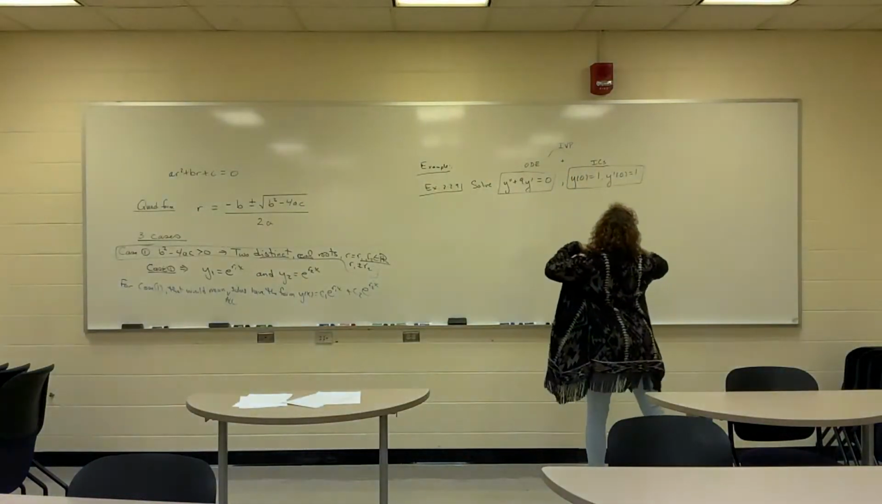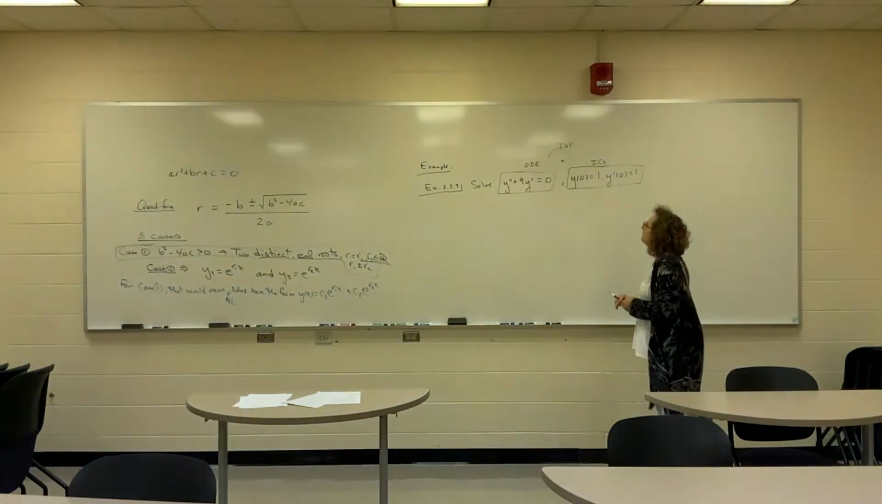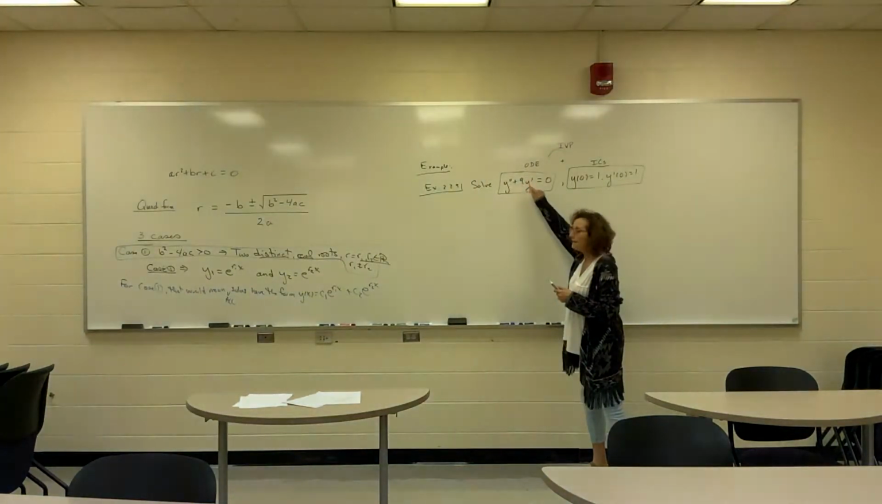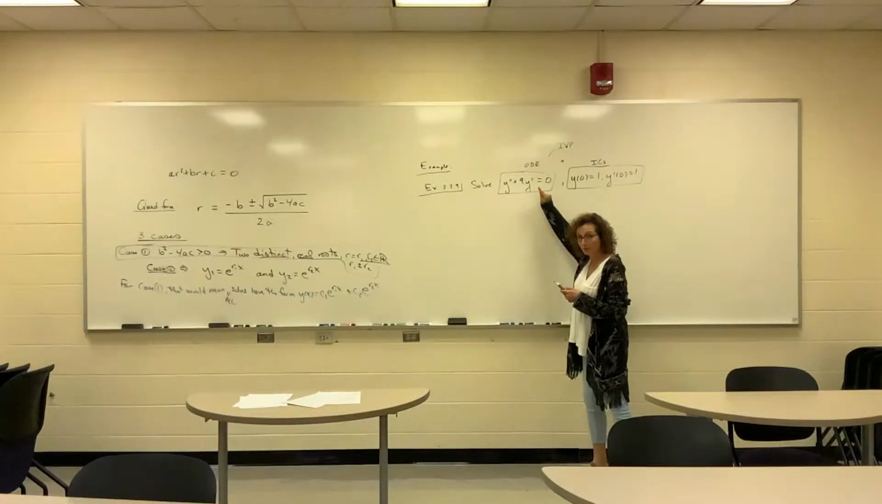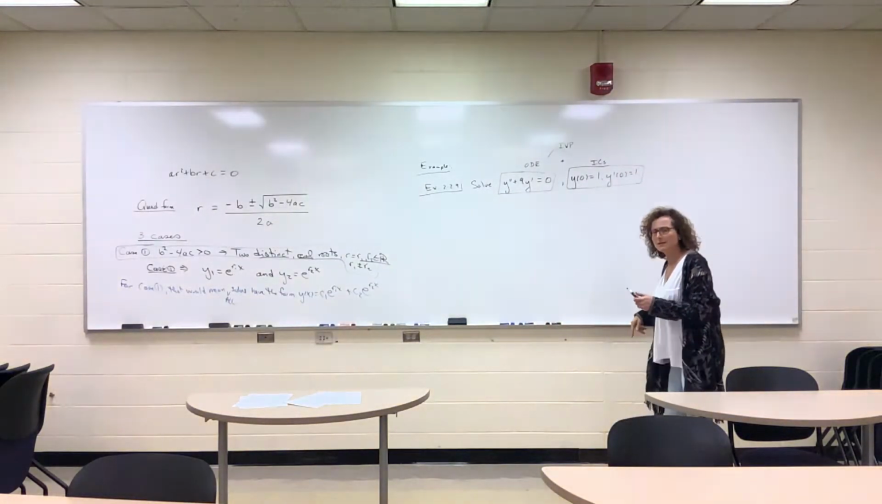This is our IVP, and let's see what this is asking us. Find me all functions out there in the world whose second derivative plus 9 times the first derivative is 0. There's infinitely many such functions. Maybe you can kind of see one right now.